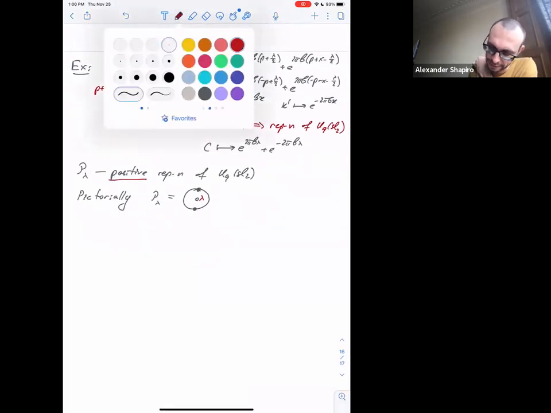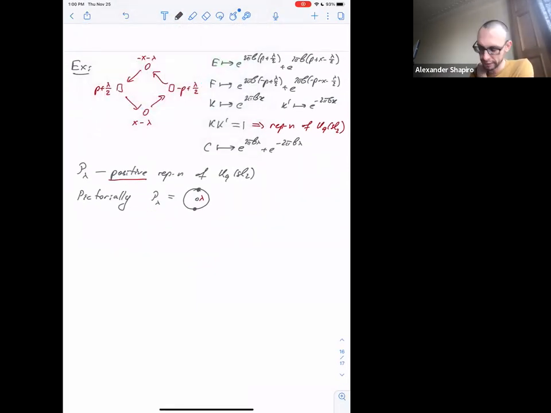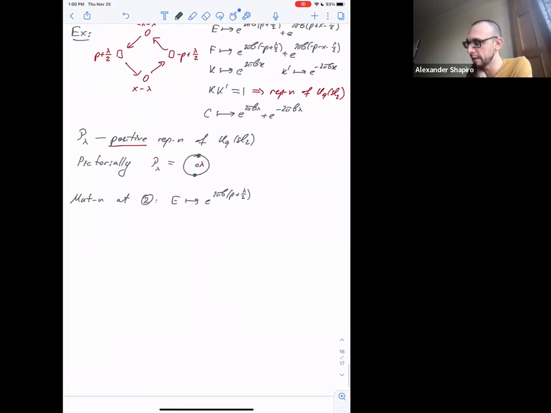And now I said that having all these cluster mutations is beneficial. And indeed, if you just mutate at node 2, operator E will just become this single variable. So it will become just e to the 2 pi b (p plus lambda over 2). So it becomes easier indeed. And up to unitary equivalence, it's just a multiplication operator really. Well, right now it's a shift operator, but you can always do a Fourier transform. But operator F becomes more complicated. It has 4 summands.